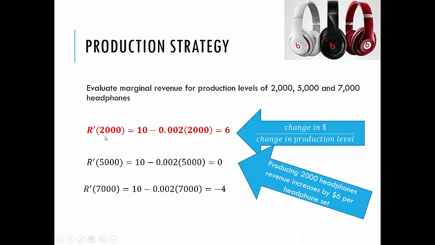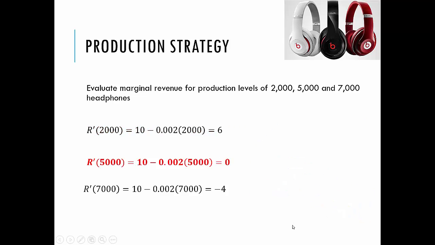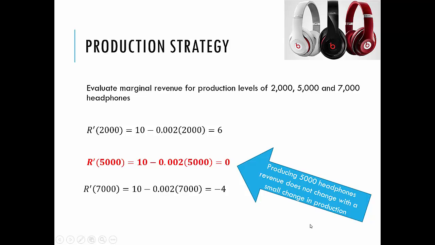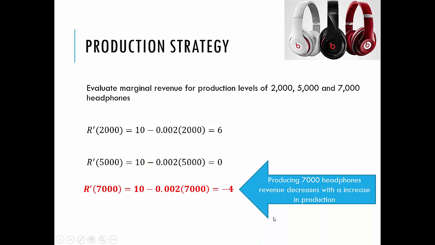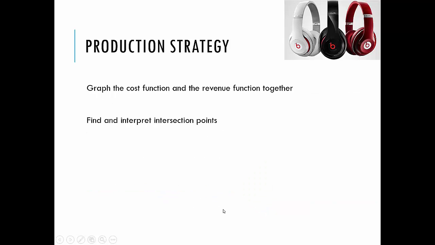So this says producing 2,000 headphones, revenue increases, because this is positive, by $6 per headphone set. Well, the 0 would basically say producing 5,000 headphones is not really going to make a change in revenue. And then this is the point that says if you just keep producing these headphones, your revenue starts to decrease. And think about why that might happen. Maybe you got to hire more people. You got to set up machines more. And so definitely this wouldn't be good to do.